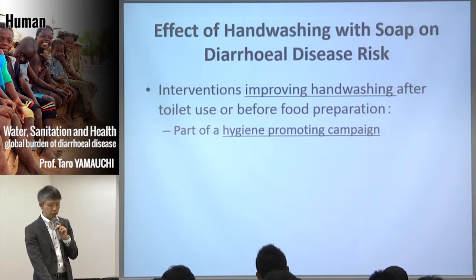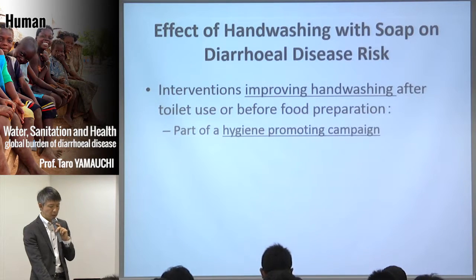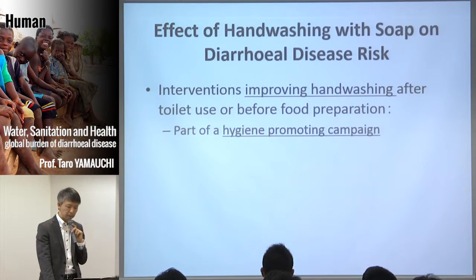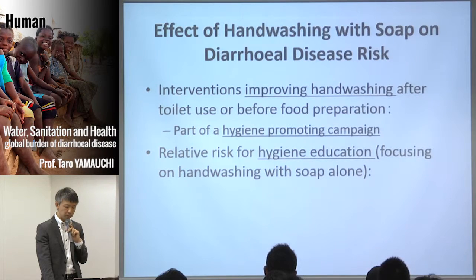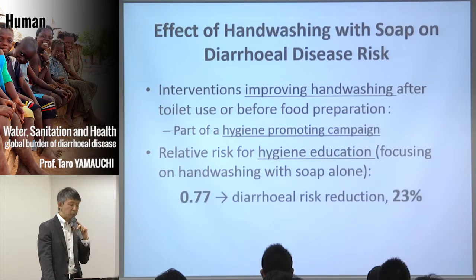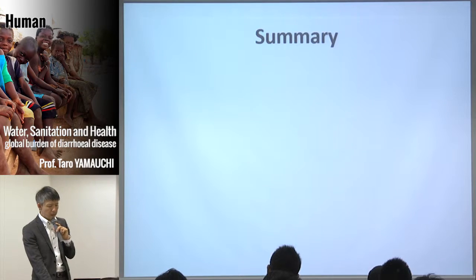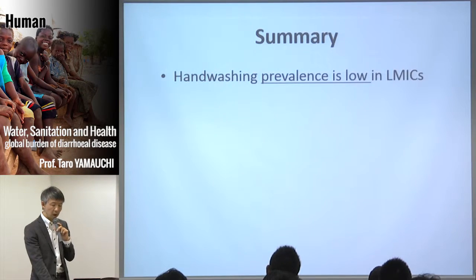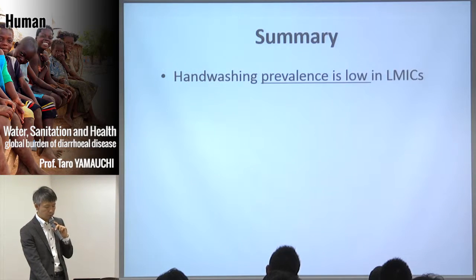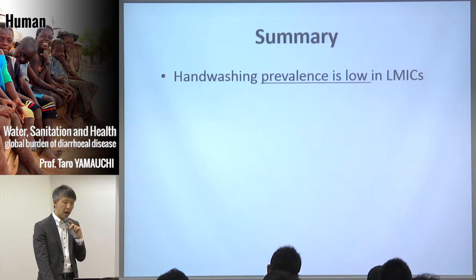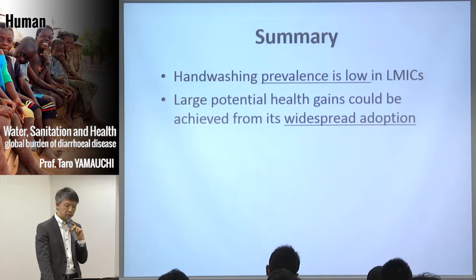Interventions for improving hand washing after toilet or latrine use or before food preparation can be part of a broader hygiene promotion campaign. The relative risk for hygiene education, focusing on hand washing with soap alone, was estimated to reach 0.77, equivalent to the expected reduction in diarrheal disease risk of 23%. In summary, current hand washing prevalence is low, especially in the low and middle income countries, where the level of diarrhea infection is high. Indeed, large potential health gains could be achieved from its widespread adoption.